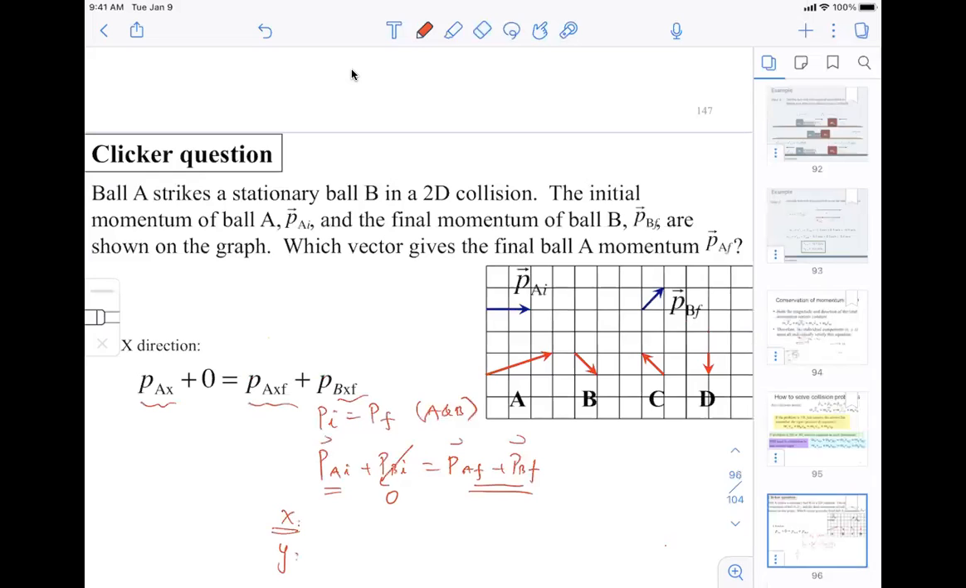So whatever component you have in the X direction, you should have the same amount of component finally. So initial equals final. Okay, so I'll give you a little bit of time to discuss and see which choice you want to choose.